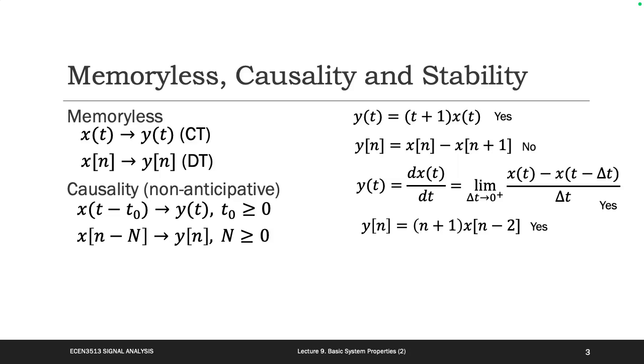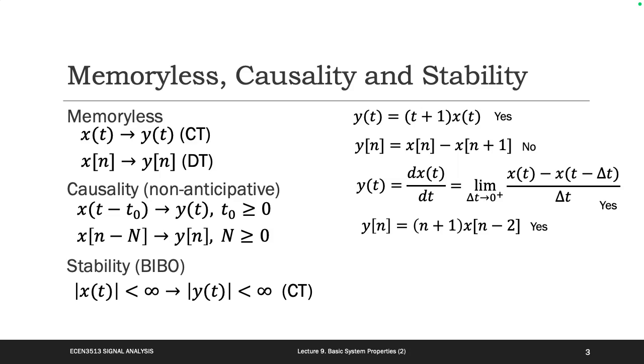Okay, let's check stability. What is stable? How can we decide this system is stable or not stable? I think you got that. A bounded input gives a bounded output, for CT and DT.